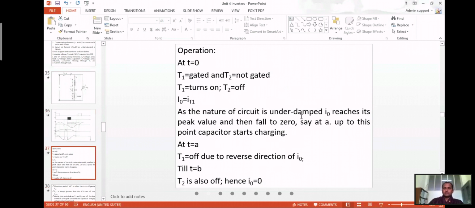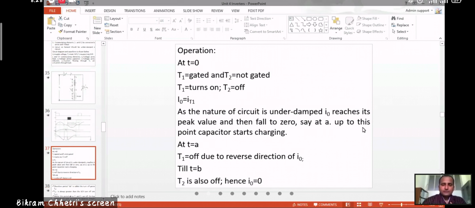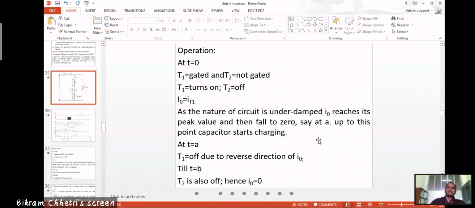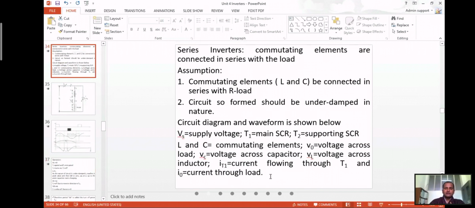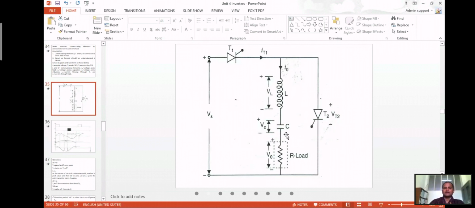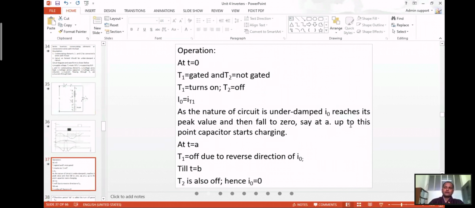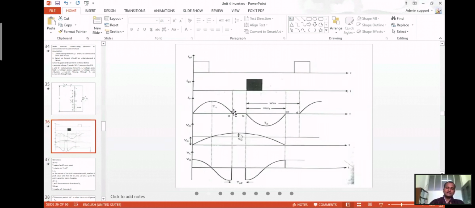And it will fall back to 0, say at A, and up to this point the capacitor starts charging. These two, L and C, are the commutating elements. When the thyristor T1 is conducting, the capacitor will be charging. So up to this point the capacitor starts charging. At t equals A, the current reaches the maximum and falls back to 0 at point A.